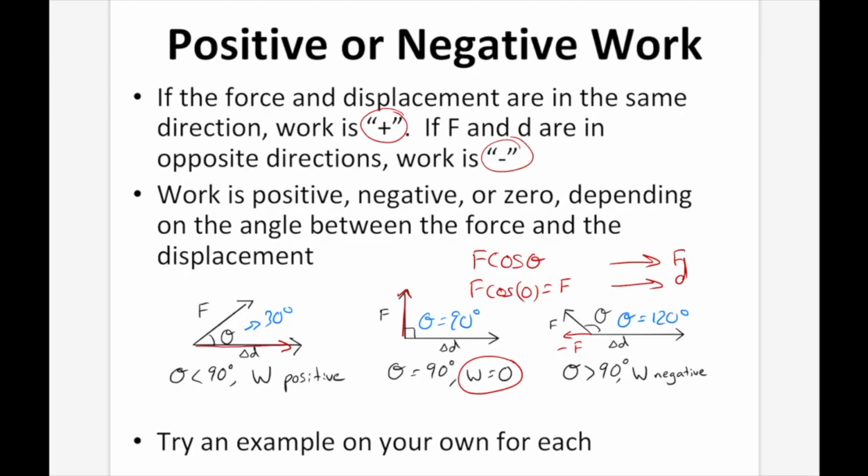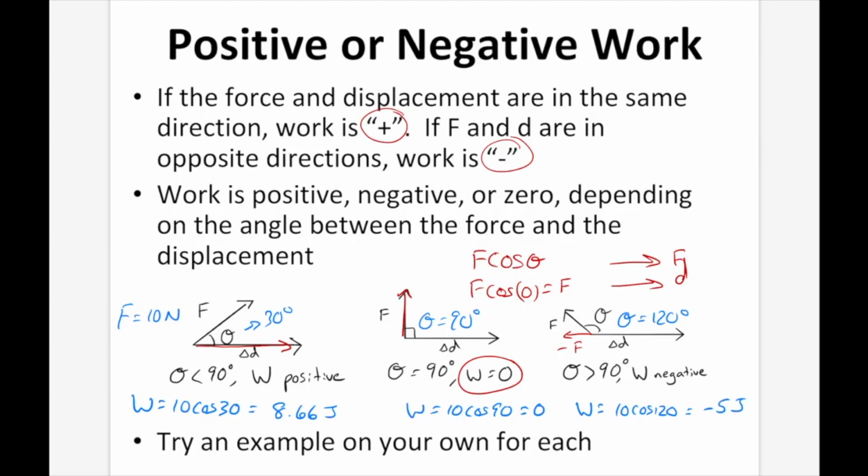Now if we put these into our calculator, we're going to get very different values. For each case, let's use a force equaling 10 newtons. Now in our first example, the work is going to equal the force, so 10 cos 30, which is going to equal 8.66 joules. In the second example, our work is going to equal 10 cos 90, which is going to equal 0. And in our third example, our work is going to equal 10 cos 120, which is going to equal negative 5 joules.